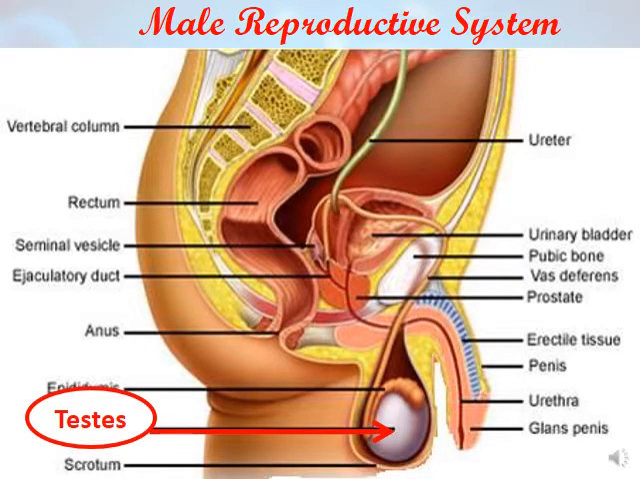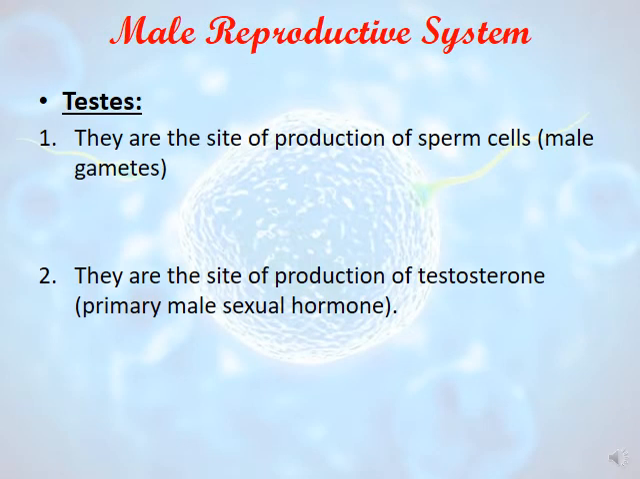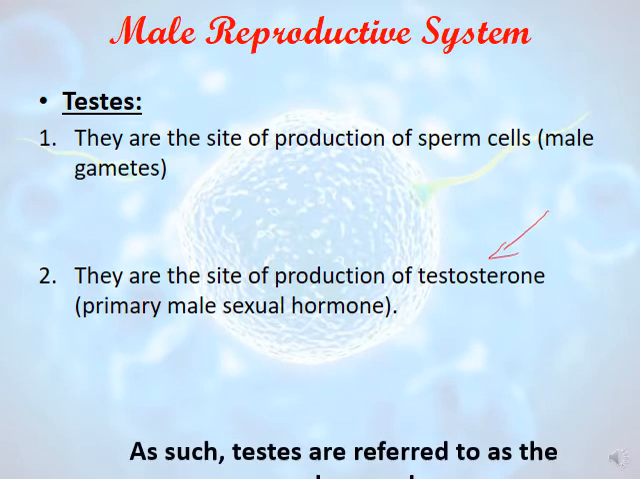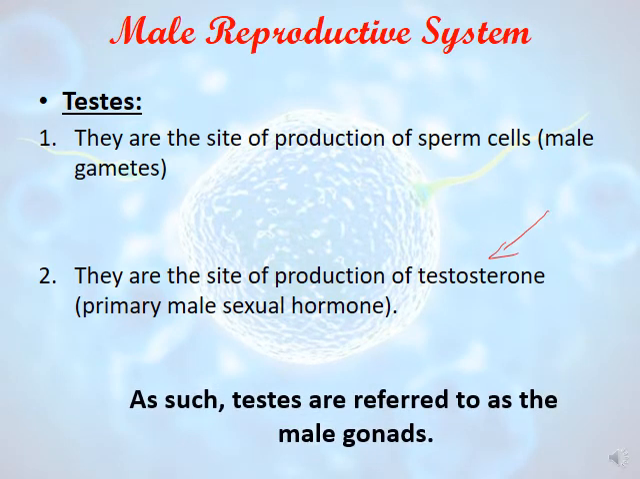The testis is one of the most important organs of the male reproductive system. They are the site of the production of the sperm cells, which are the male gametes. Also, they are the site of the production of the primary male sexual hormone, testosterone. Testes are referred to as the male gonads.